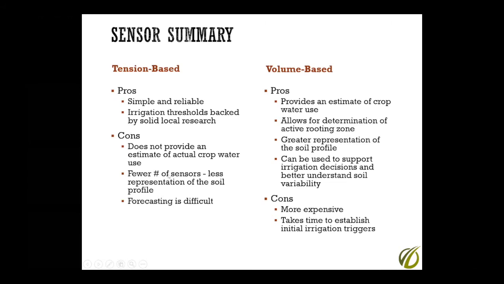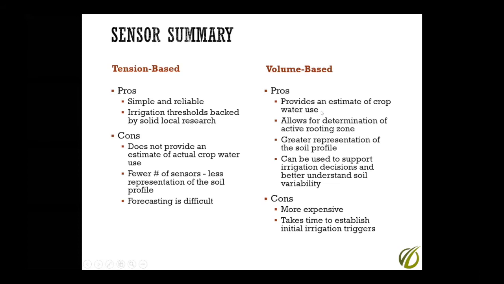We have fewer sensors just because each sensor only represents a specific area, and they're pretty labor intensive for installing. We have less representation of soil water interactions throughout the soil profile. And when we get into irrigation scheduling, forecasting gets a little more difficult. Predicting when the weighted sum of those sensors is going to equal 85 centibars or whatever it may be, there's some difficulties there.